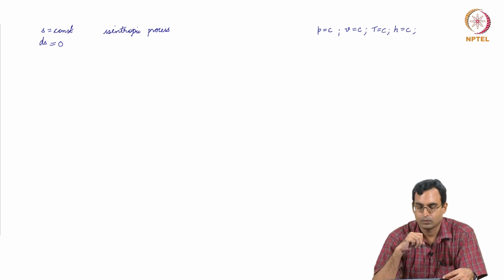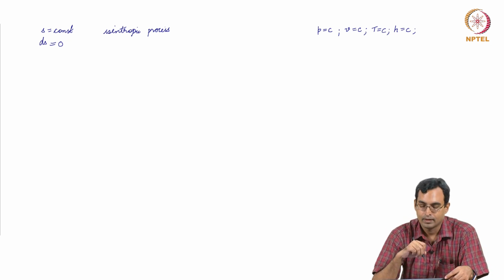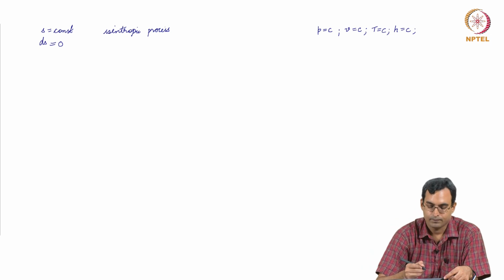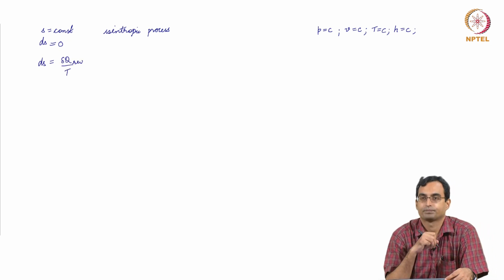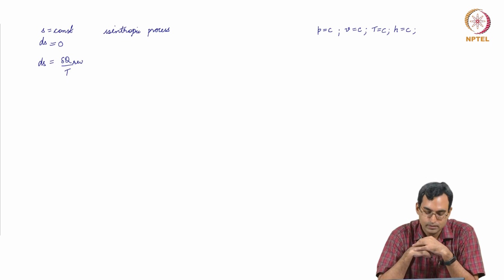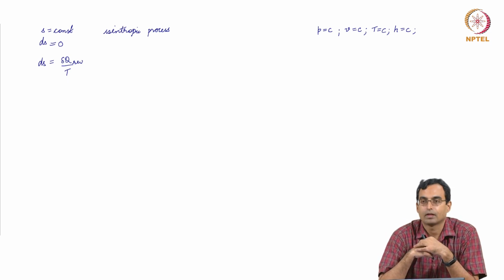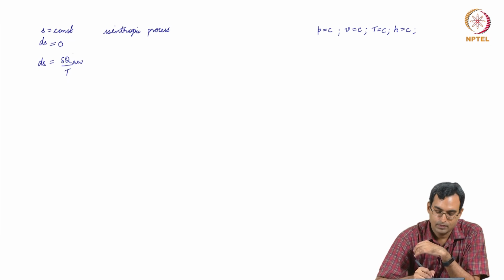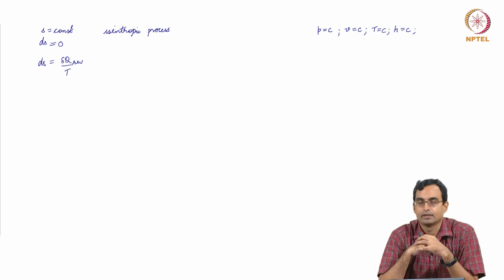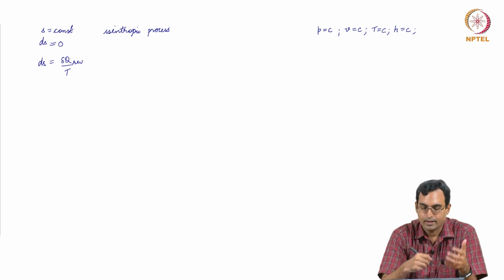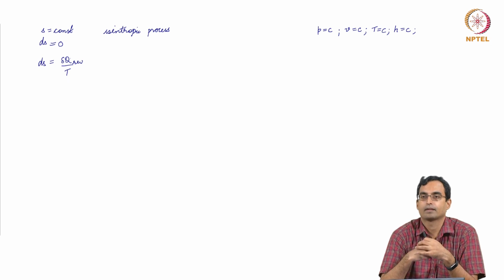So, ds would be 0 in this kind of a process. What we saw is that ds in general for a reversible process is del q by T. So, if we want ds to be constant, we would have it when the process is reversible and when there is no heat transferred.